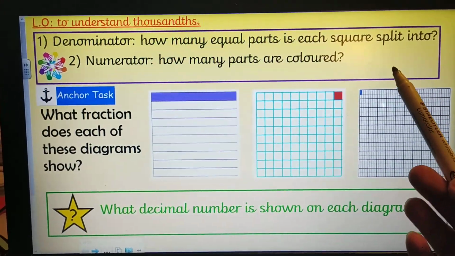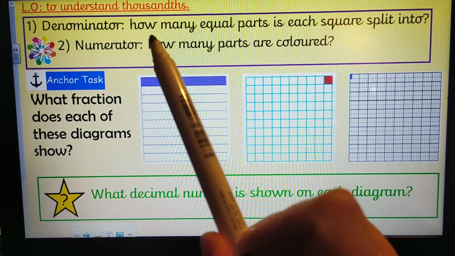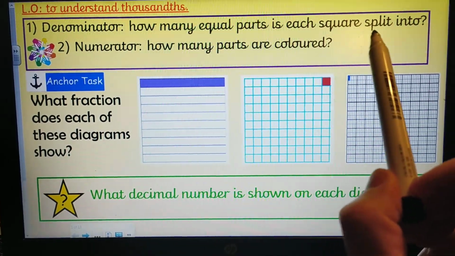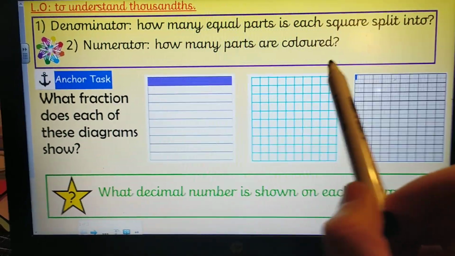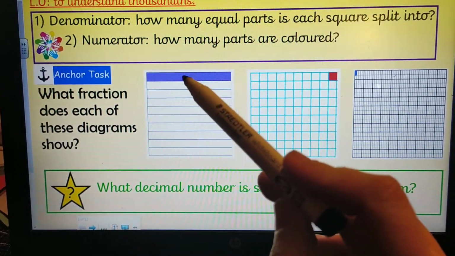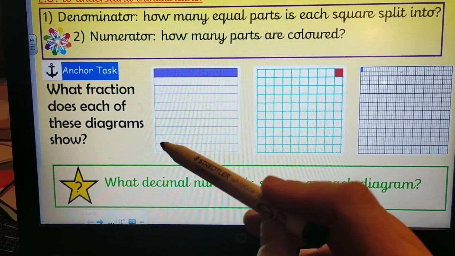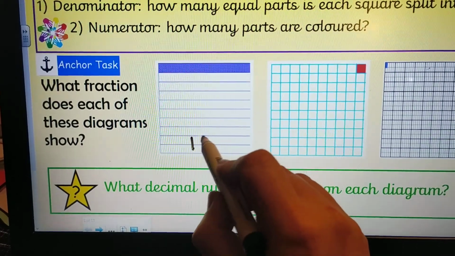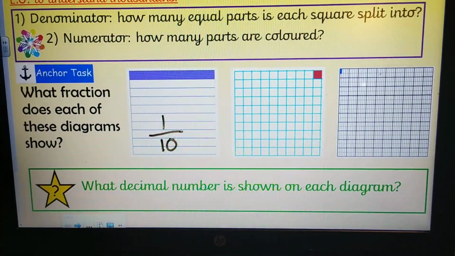Up at the top here, as always, we've got our little support. So we're going to find the denominator, and to do that we're going to count how many equal parts each square is split into. And then for the numerator, how many parts are coloured or shaded in. So on this one, I'm hoping you can see we've got 1, 2, 3, 4, 5, 6, 7, 8, 9, 10 equal parts. And we've just got one of them shaded in.